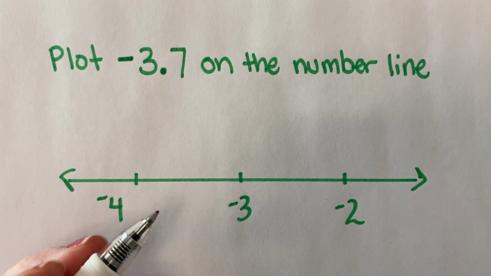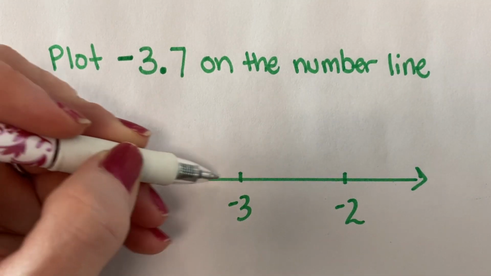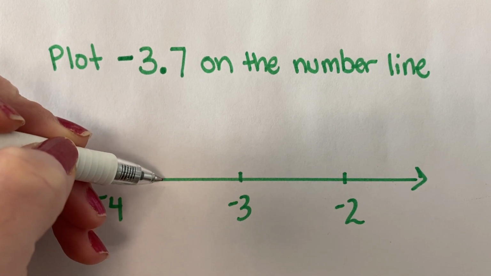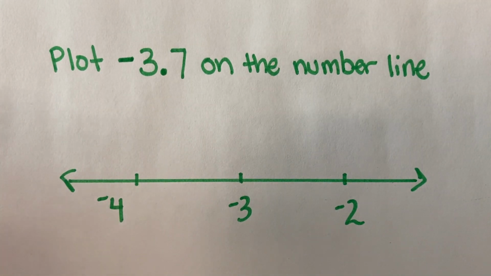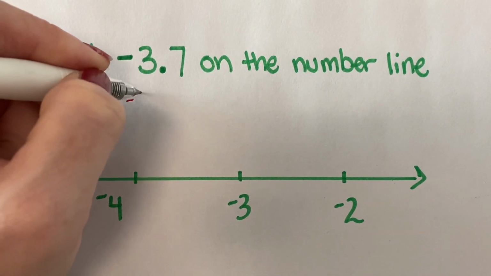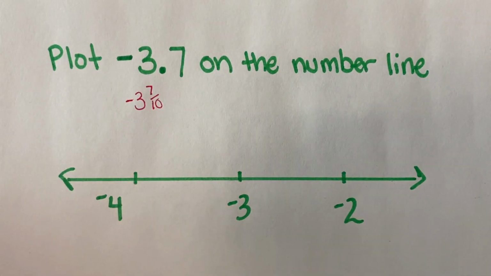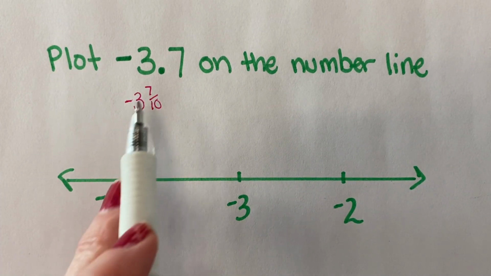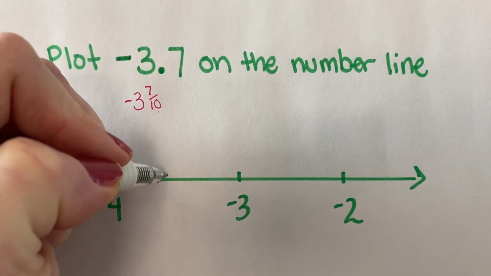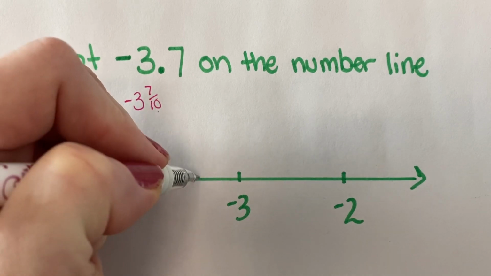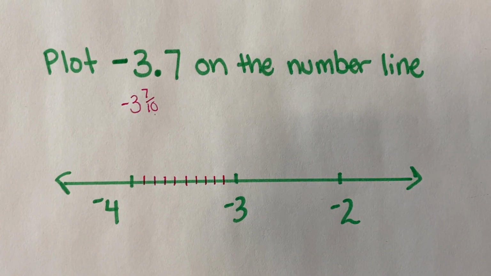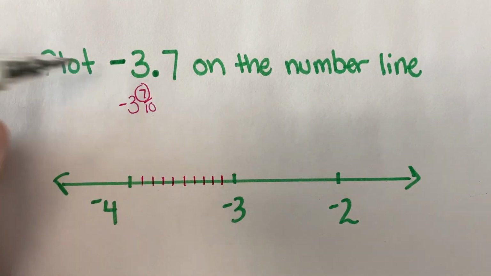And then a lot of times I just eyeball it. I'll be like, well, I know halfway in between is like -3.5. So I'm just going to go a little bit further than that. But if you really want to be technical about it, then what you would do is rewrite this as -3 7/10. You would split this part into 10 equal sections. You ready? 1, 2, 3, 4, 5, 6, 7, 8, 9, and then 10.